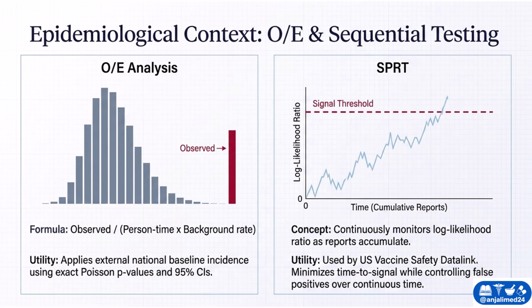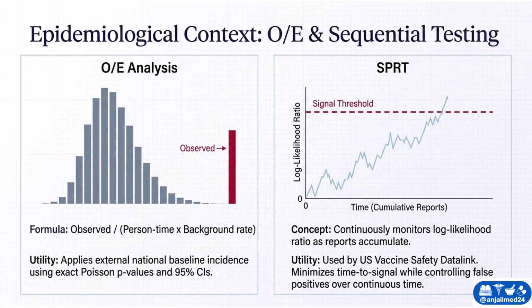Let's begin with the O over E analysis, which stands for observed versus expected analysis. The central idea behind this method is very straightforward. We compare the number of adverse events actually observed after vaccination with the number of events that would normally be expected to occur in the population by chance alone. The formula shown here calculates this relationship by dividing the observed number of cases by the expected number of cases, where the expected count is estimated using percent time exposure multiplied by the known background incidence rate from the general population.